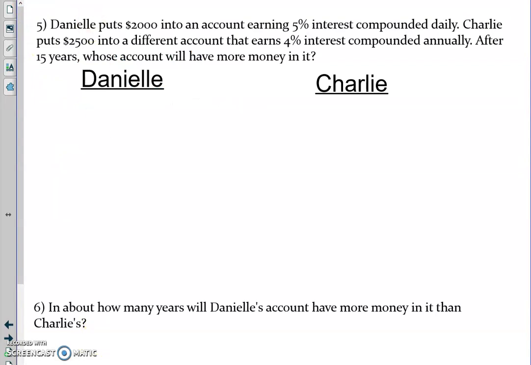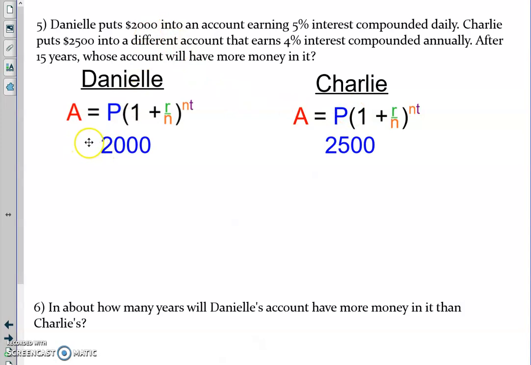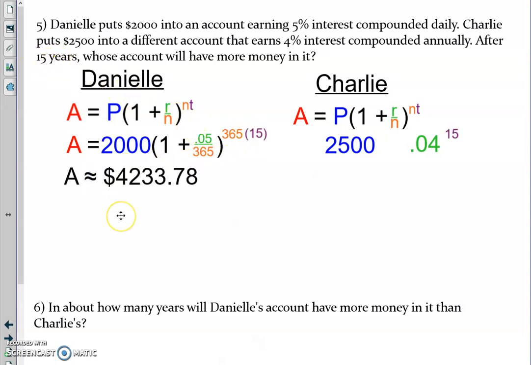Number 5, we have a case where we're involving 2 people here, and we want to see who's got the more money in it after a while. So let's take a look at Danielle, and let's take a look at Charlie. Both going to use the same formula. Danielle puts $2,000 into her account. Her rate is 5%, but she's compounding it daily, so there's 365 days in a year. And of course, that's for 15 years. So Danielle ends up with that much money.